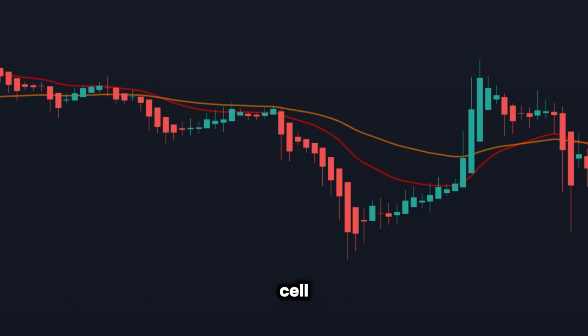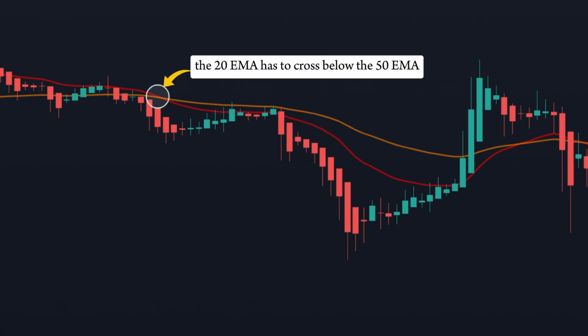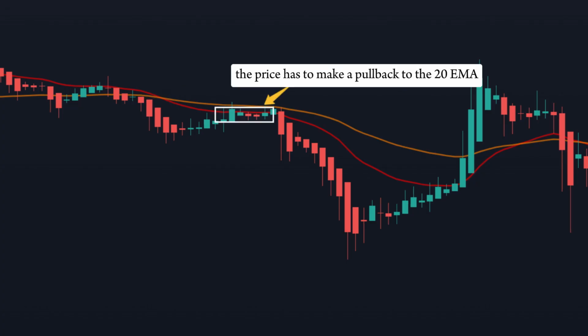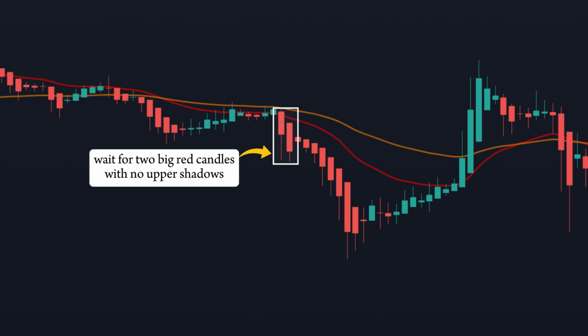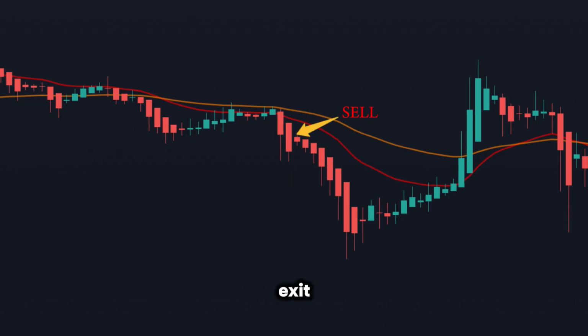Now, let's look at a sell signal. To look for a sell signal, traders need to follow some bearish confirmations. First, the 20 EMA has to cross below the 50 EMA, which can signal that a new downward trend may start. Second, the price has to retest the 20 EMA because, as mentioned before, moving average lines can act as dynamic support or resistance. For the last confirmation, traders need to wait for two big red candles with no upper shadows and then use this signal as an exit point.